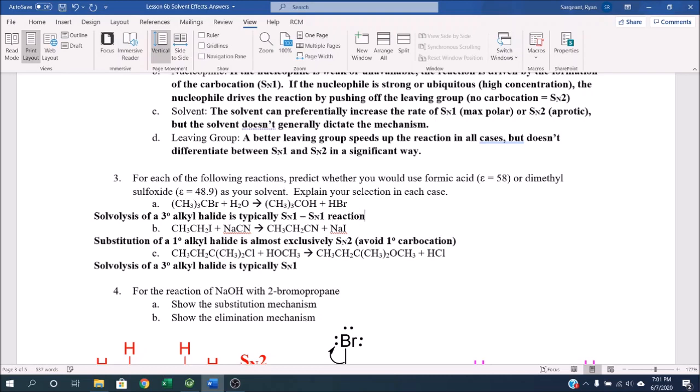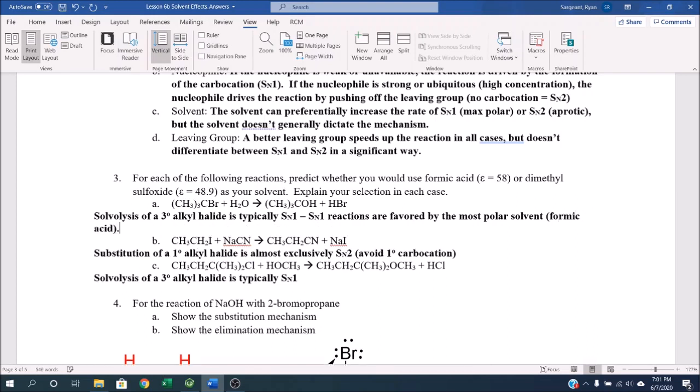SN1 reactions are favored by the most polar solvent, which in this case is formic acid, because it has a higher polarity value at 58 versus 48.9. This is a primary alkyl halide.